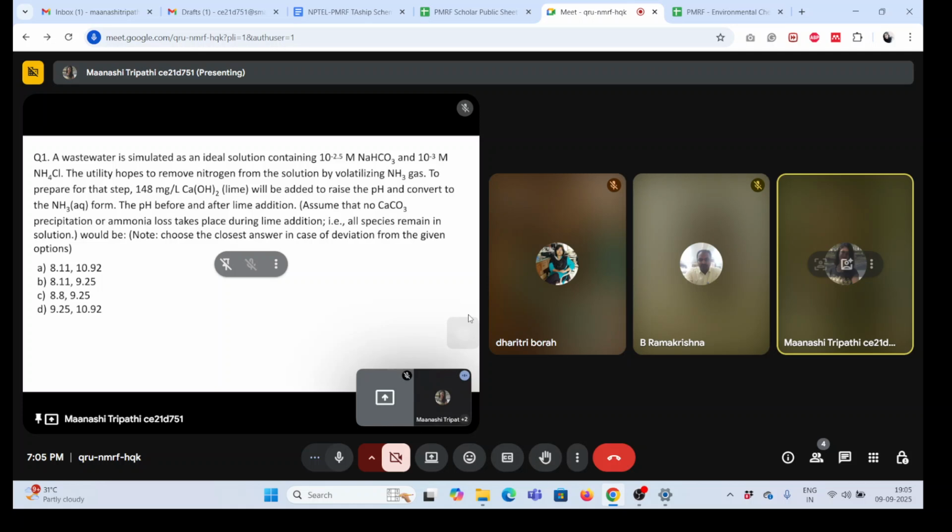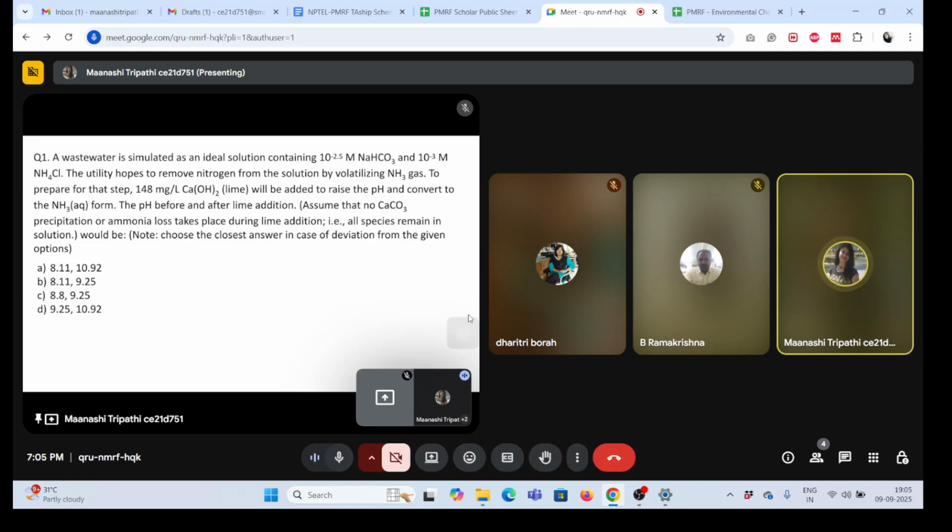Coming to the first question: a wastewater is simulated as an ideal solution containing 10 raised to power minus 2.5 molar NaHCO3, that is sodium bicarbonate, and 10 raised to power minus 3 molar ammonium chloride, NH4Cl. The utility hopes to remove nitrogen from the solution by volatilizing ammonia gas. This is a real problem that we face in real life. To prepare for that step, 148 milligram per liter of calcium hydroxide will be added to raise the pH.